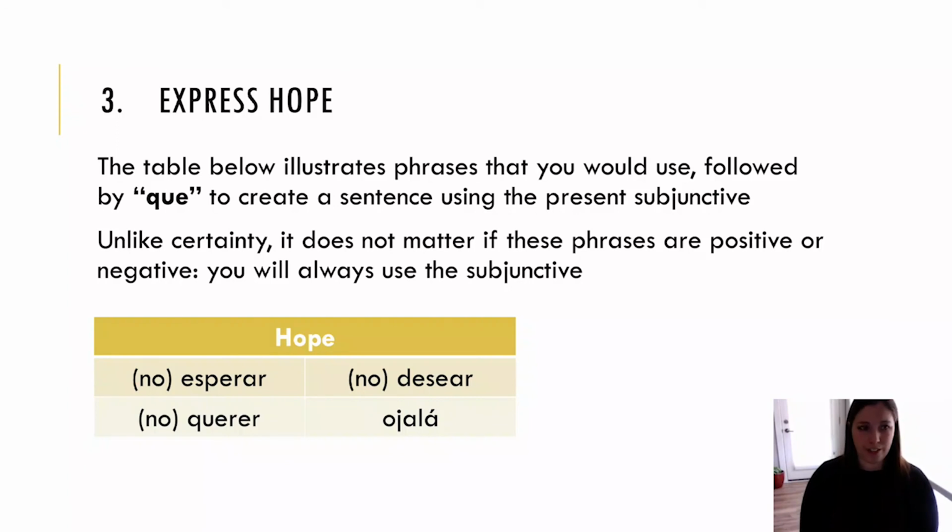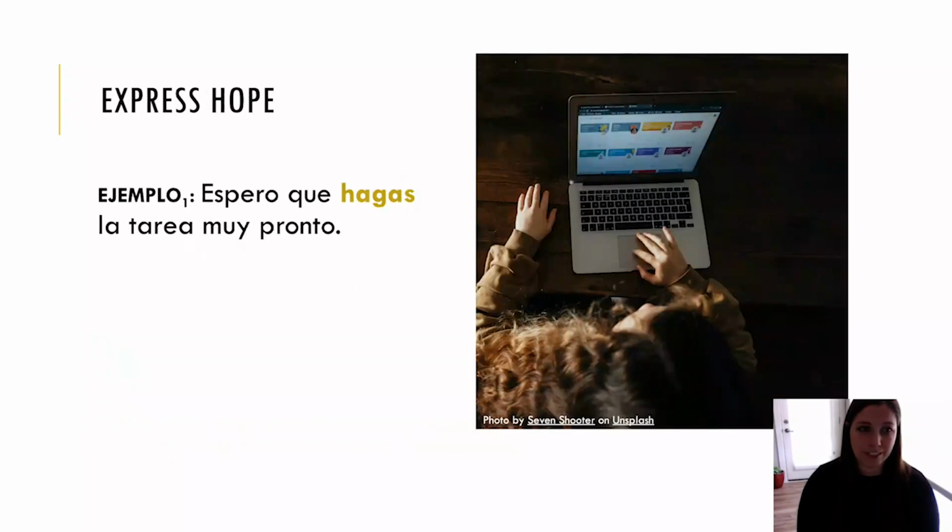Our third category is to express hope. So once again, we have a table below that illustrates the phrases you would use followed by que to form the present subjunctive. Once again, it doesn't matter here if it's negative or affirmative. You'll always use the subjunctive with these phrases. Here's an example of expressing hope. Espero que hagas la tarea muy pronto.